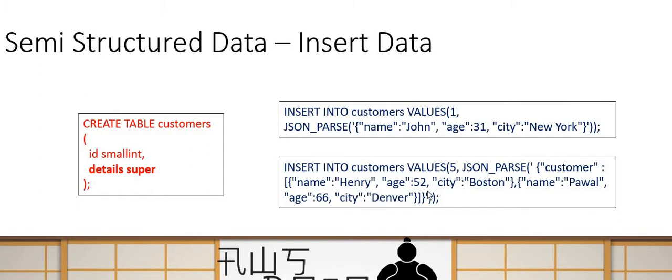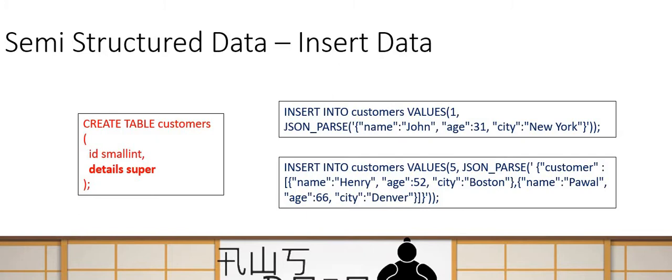As a second example, you can see we are inserting some values into the customers table. ID is 5, and here I have used one array with multiple key-value pairs to store the value. Again, all you have to do is simply use the JSON_PARSE function, and under that you provide your JSON string, which should be a valid JSON string, and then you can insert this JSON document or string into your SUPER data type based column. Fair enough. So that's how you insert the data.